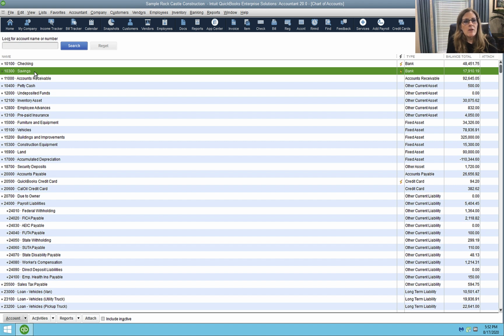The next account is your accounts receivable. What accounts receivable means is that is what your customer owes you. When you invoice a client and you're awaiting payment, that is going to sit in accounts receivable until you get that payment made. Petty cash, that's generally a little cash box that you keep in your office.